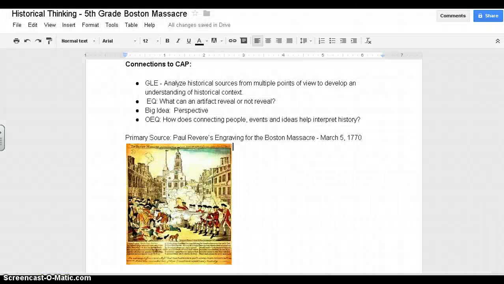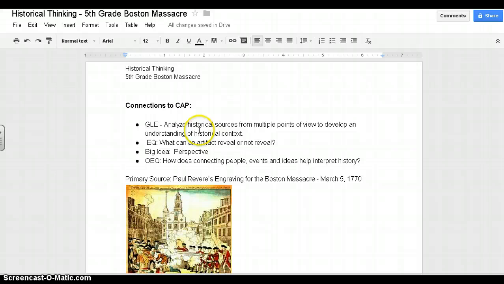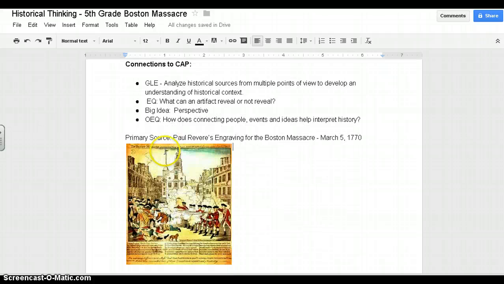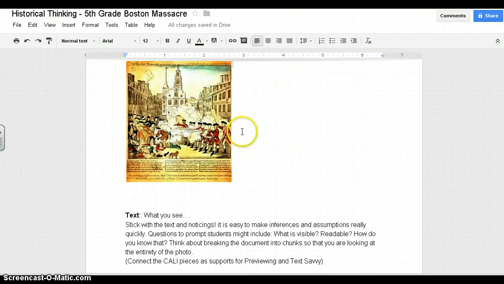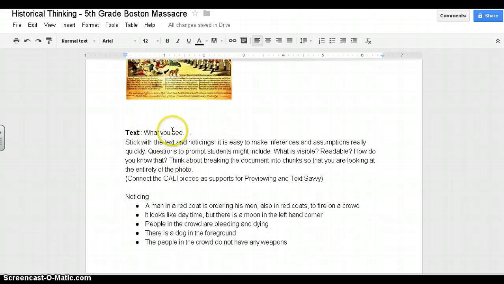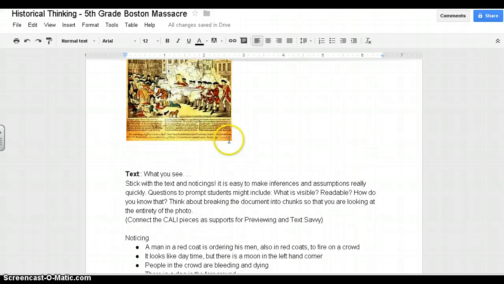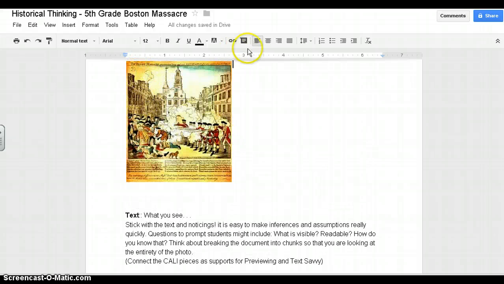So I've outlined this in a template that just has the grade level expectations, my essential questions, and the big idea. And again, this is the primary source that I'll be using to do that. So the first step in doing this is making sure that you know how to go through the process of text. And text, all that means is what you see, okay? And you're going to stick with what you notice on the primary source, whether it's a picture, an artifact, or a writing, and you just say what is visible, readable, how do you know that, and it's maybe easier to break it up into small chunks and think about what you're looking at.